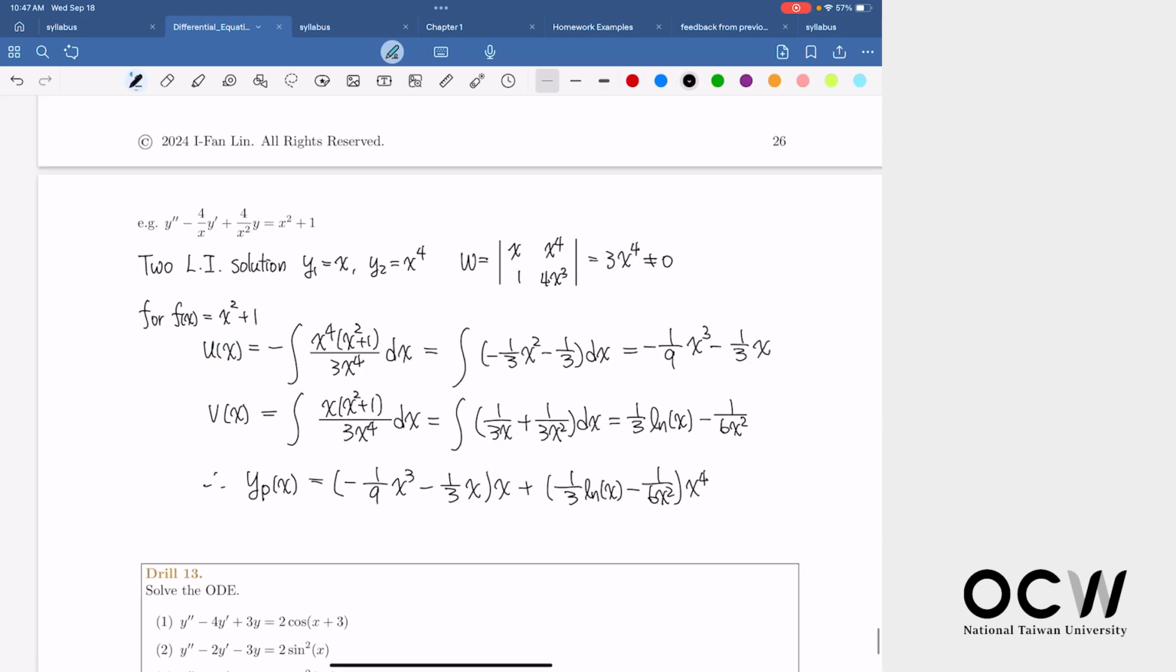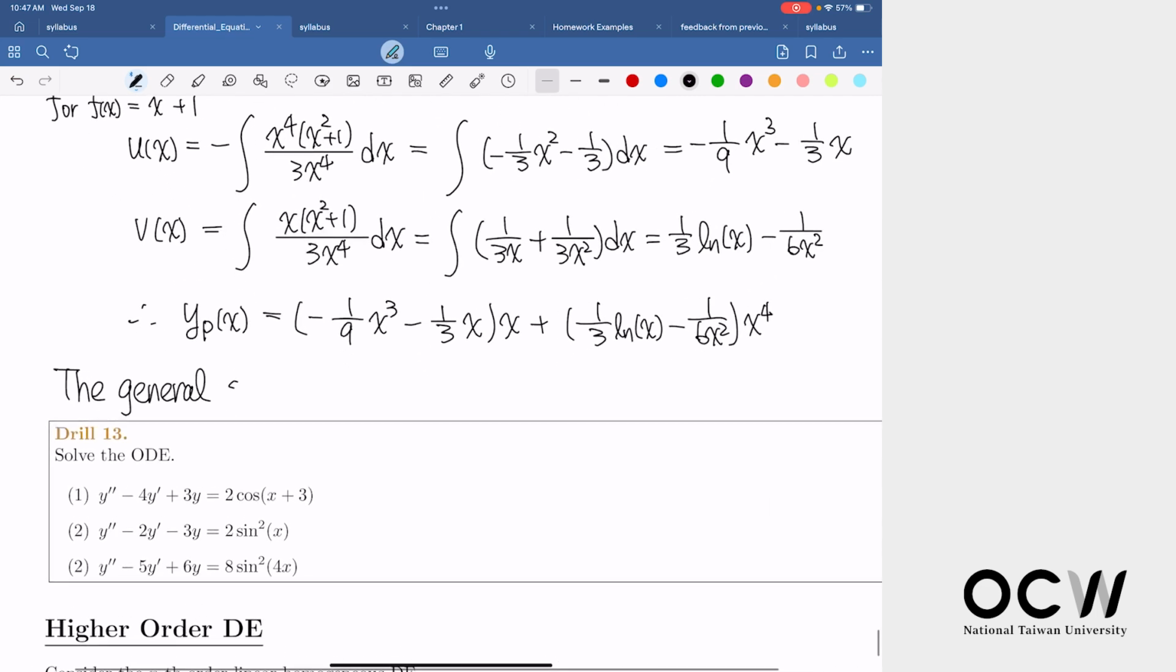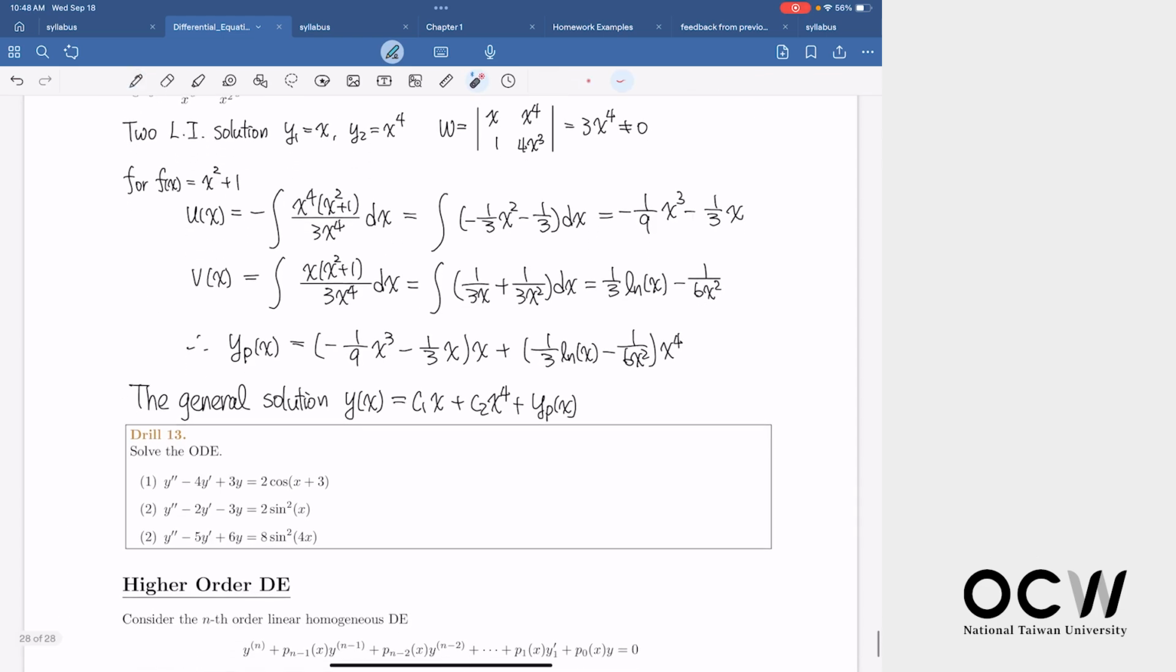So the general solution is the homogeneous solution plus the particular solution. Okay, next, the higher order.